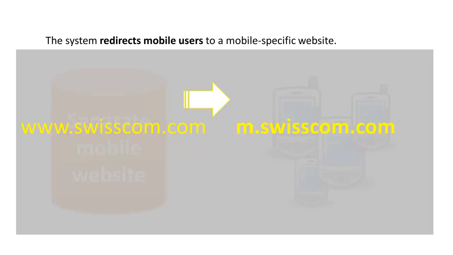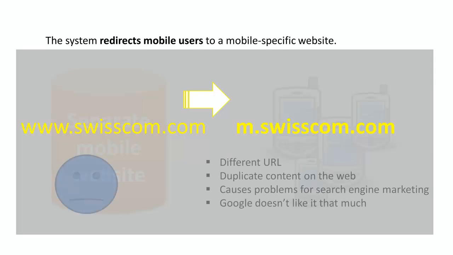On the other hand, a separate mobile website means a different web address and duplicate content on the web. This causes issues when it comes to search engine optimization and marketing. Whilst Google tolerates this solution, it proclaims far and loud that it prefers a responsive design approach. In other words, it probably gives you a better ranking with a responsive or adaptive mobile design.